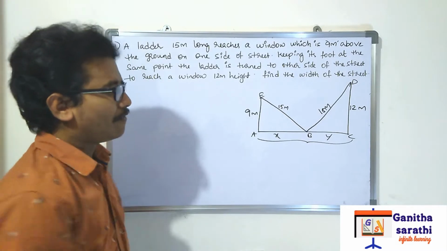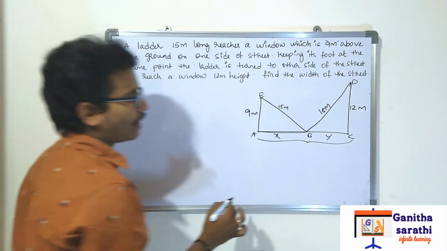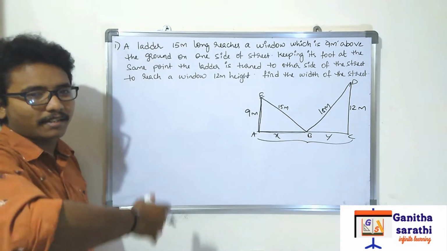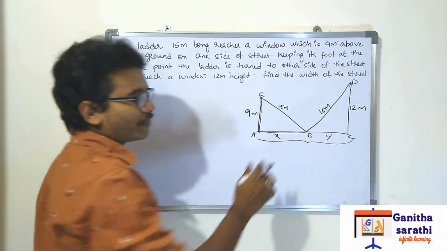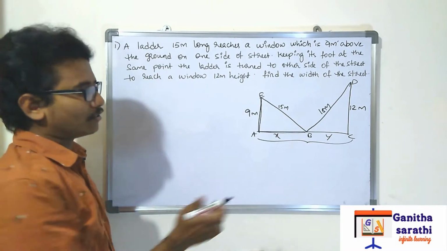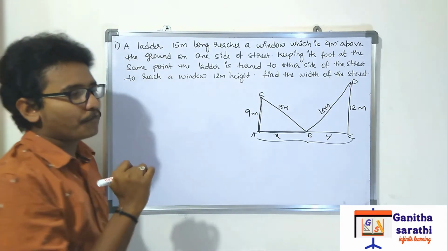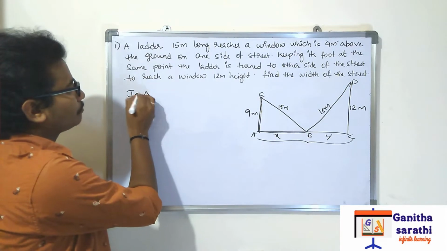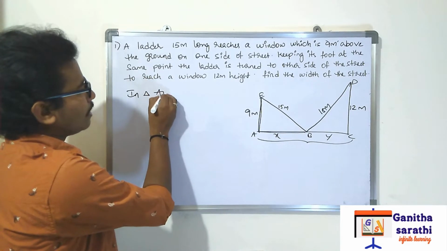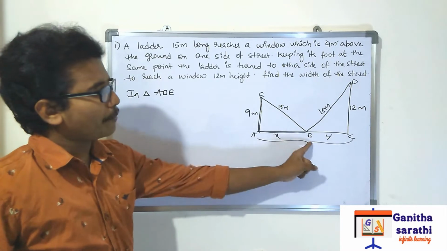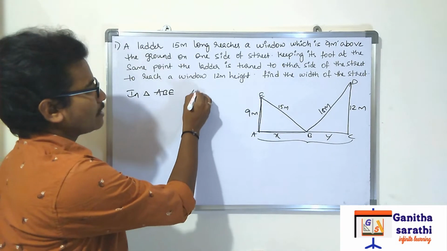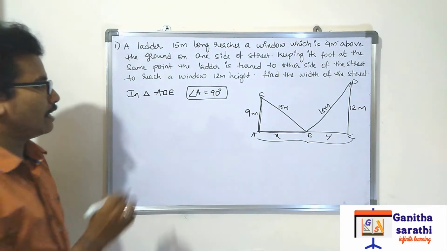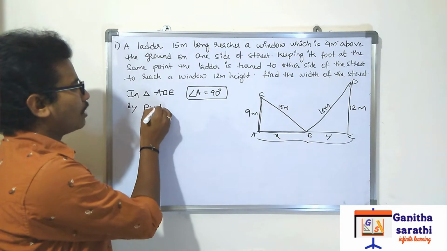Now see here, first we have to find the value of x. How will we find it? The window will definitely be perpendicular, means it is at a 90 degree position, and the ladder will be slanted, so we can take it as the hypotenuse. Now we should find the AB value. So in triangle ABE, where is the 90 degrees? Angle A is equal to 90 degrees, right? If angle A is equal to 90 degrees, by which theorem? By Pythagoras theorem.